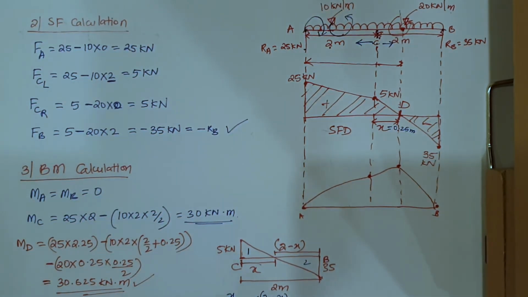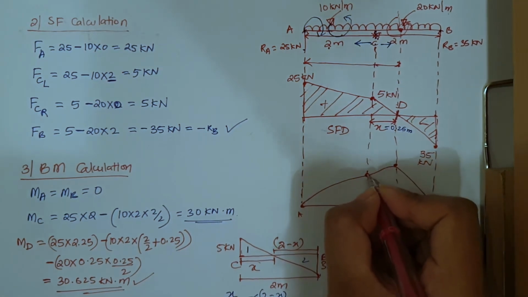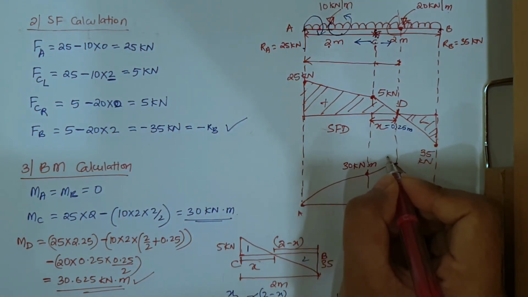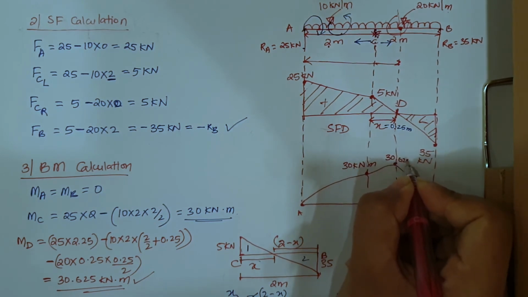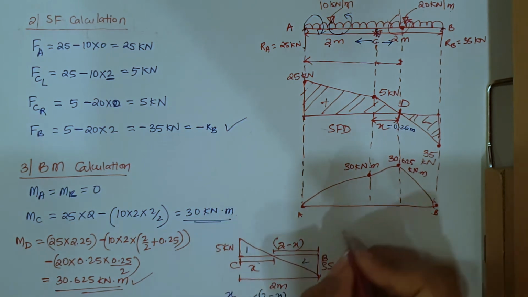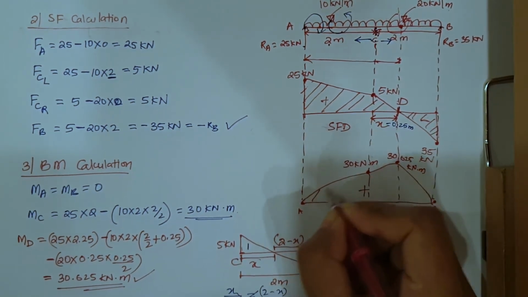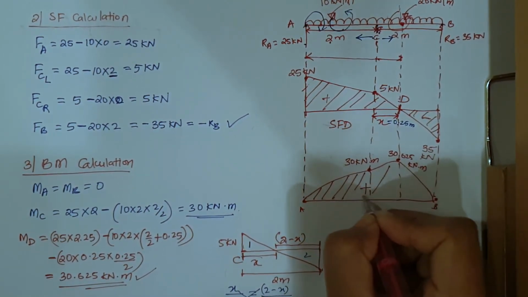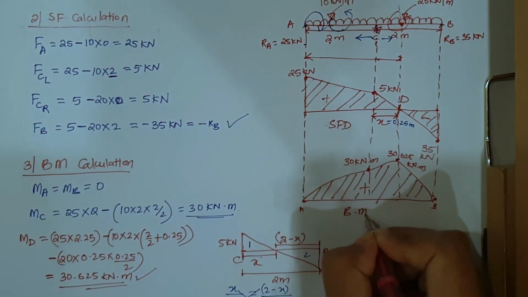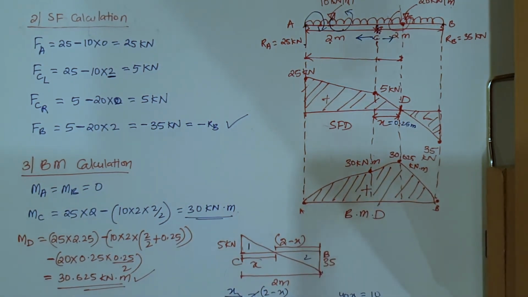Okay, this one here is 30 kilonewton meter, here is 30.625 kilonewton meter, and this is positive. This is my bending moment diagram.